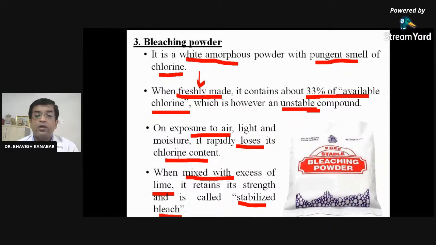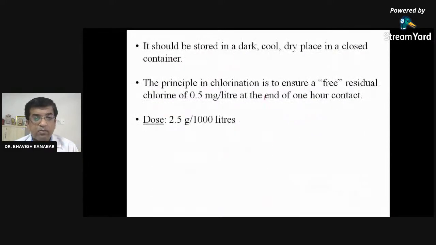For the retention of the strength of the chlorine, excess lime is to be mixed to make it stable. As you know, it is an unstable compound, and on exposure to air and light it loses its chlorine content. So we want to make it stable, and to make it stable, we have to add excess lime into it. So that is stabilized bleach.